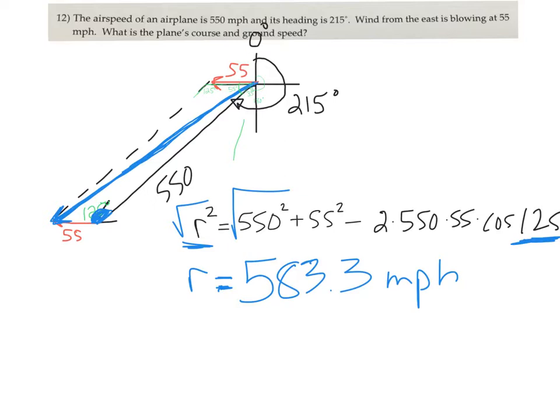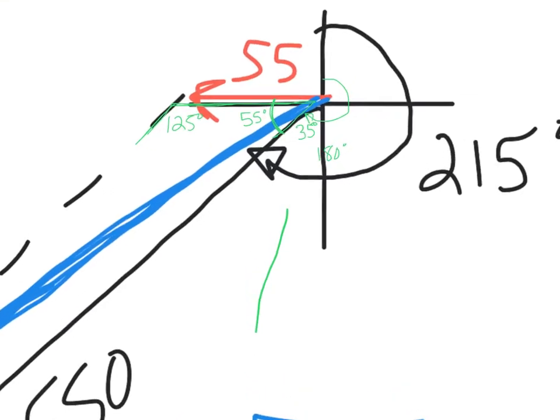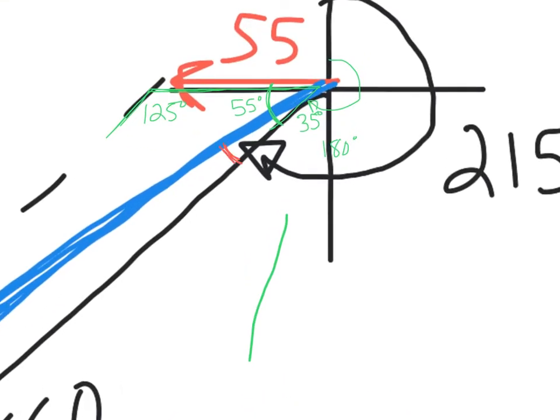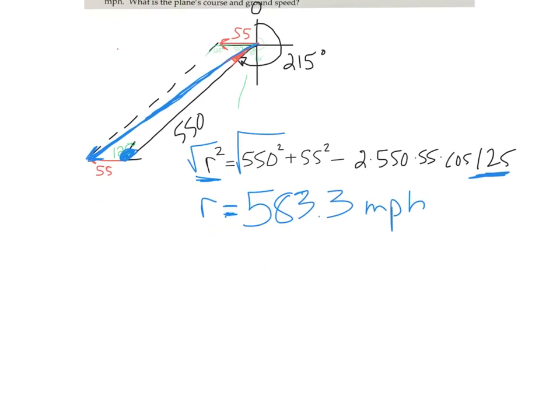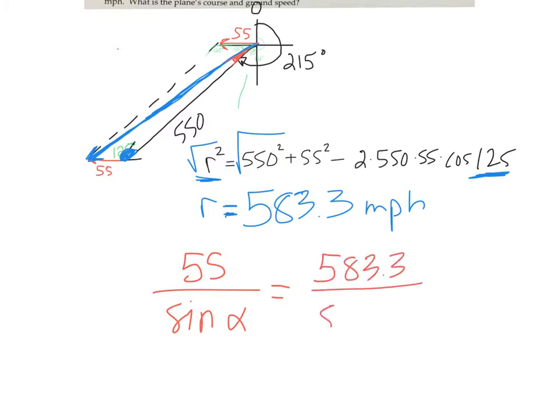So we have to find an angle, and the angle we're looking for is going to be this one right here. Because if I can find this angle, I have to add it to 215, and that will give me the course of the plane based upon true north. So I'm going to try to find that angle right there using the law of sines. So the law of sines says if we take 55 and the sine of that angle, that should be equal to, I'm going to use this blue one, 583.3, divided by the sine of 125.